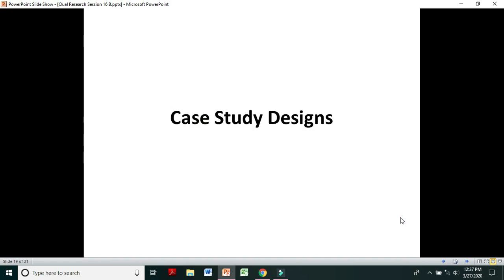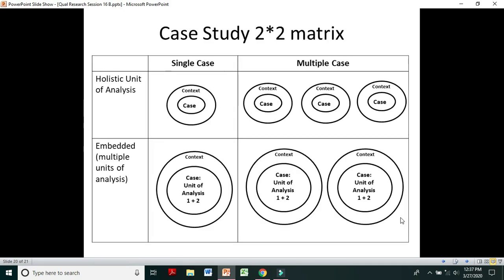So now I'm going to talk about case study designs. Yin has proposed a matrix of 2 by 2 case study design. You can see that on the top it is single case and multiple case, and in the first column it is holistic unit of analysis and then embedded multiple units of analysis. So the first one is very clear that when it is a single case, the researchers in fact study a case in its original context. When we say original context, it means in the context of space and time.